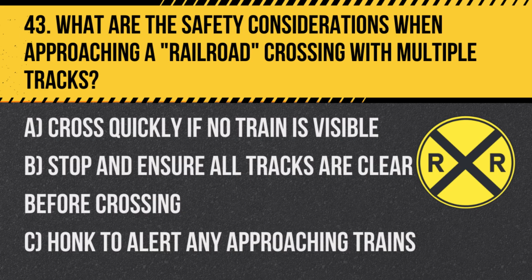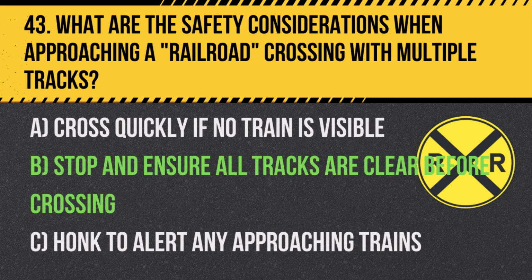Question 43. What are the safety considerations when approaching a railroad crossing with multiple tracks? A. Cross quickly if no train is visible. B. Stop and ensure all tracks are clear before crossing. C. Honk to alert any approaching trains. Answer. B. Stop and ensure all tracks are clear before crossing. Multiple tracks can have trains approaching from different directions.